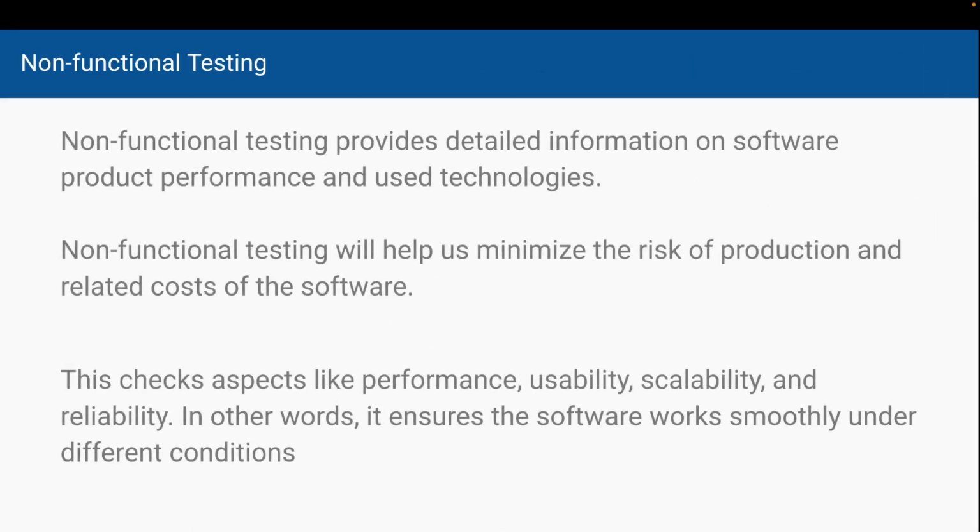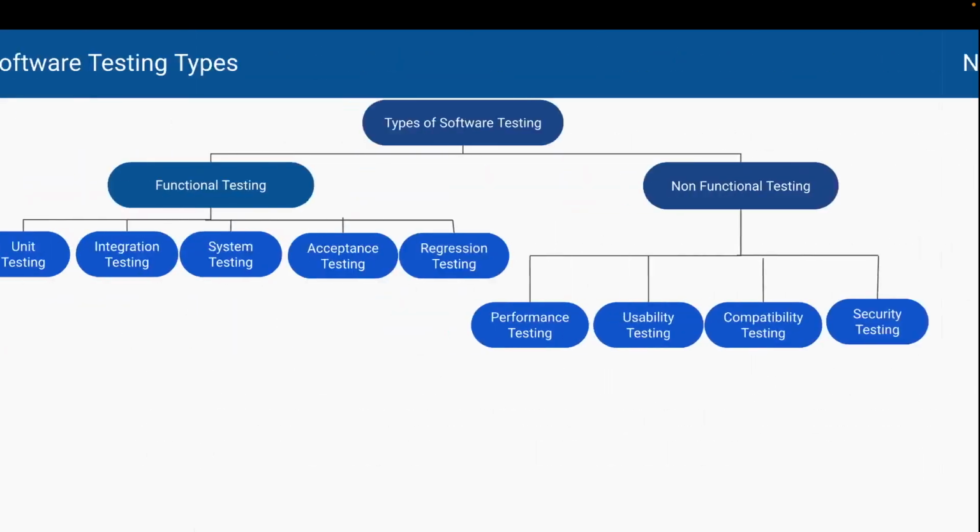Next is non-functional testing. Non-functional testing provides detailed information on software product performance and used technologies. It helps us minimize the risk of production and related costs of the software. This checks aspects like performance, usability, scalability, and reliability. In other words, it ensures the software works smoothly under different conditions. So non-functional testing focuses on performance, security, usability, and reliability rather than functionality of the product.